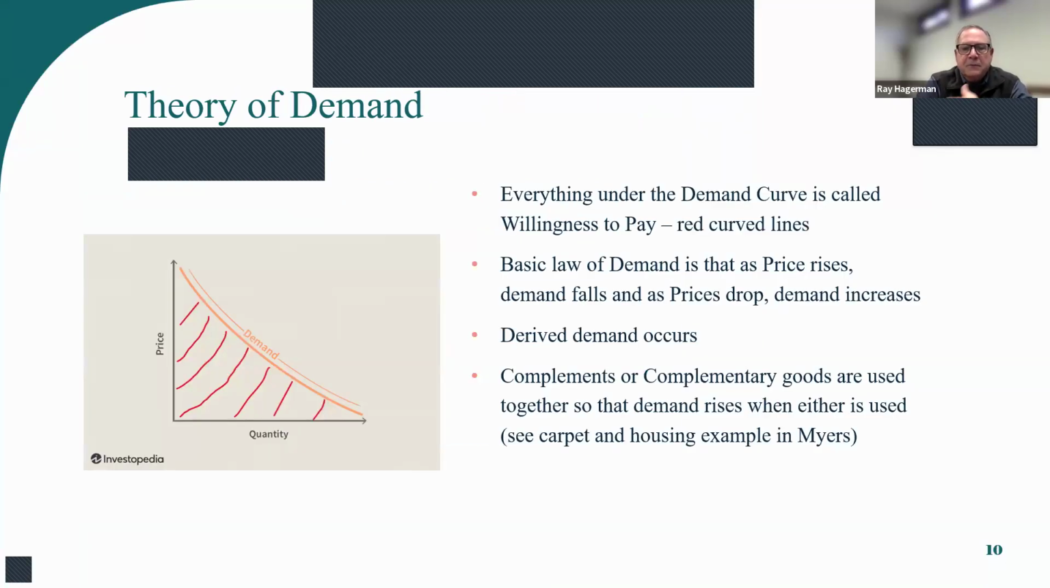So let's just move on into a couple of other elements in this first module, one of which is the theory of demand.